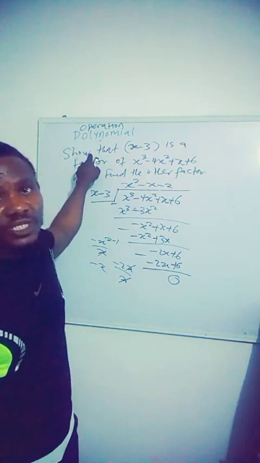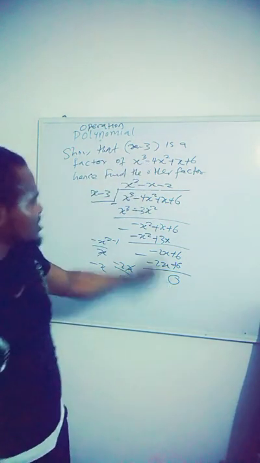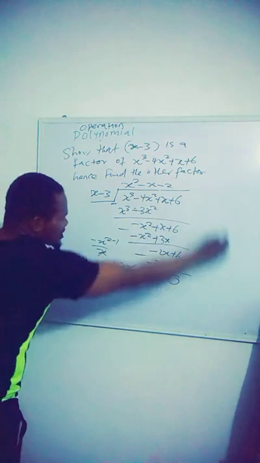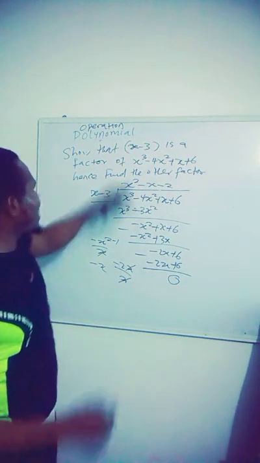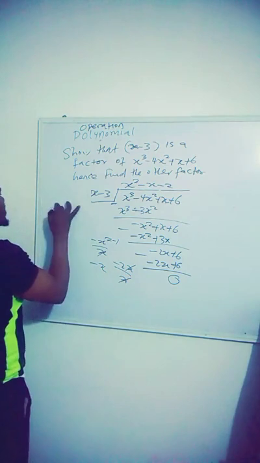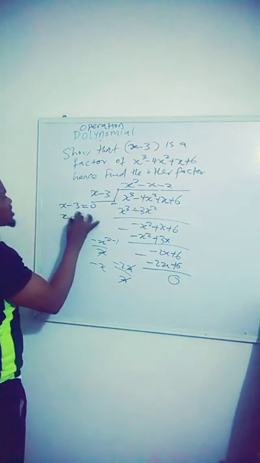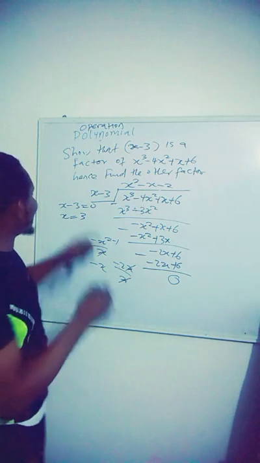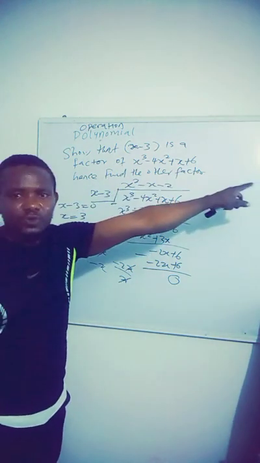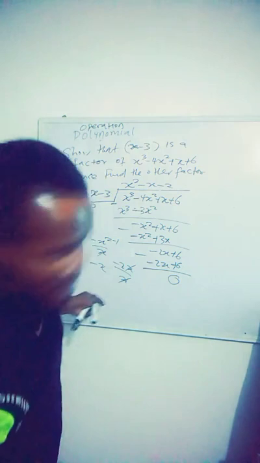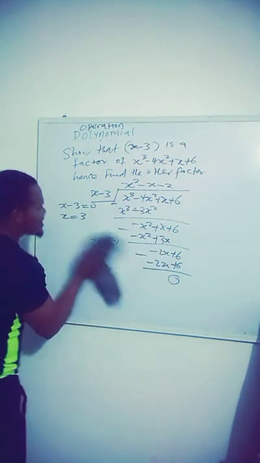That is what the question says: show that this is a factor of this. And this is the showing. Everything we've done here is the showing. Are you getting it now? You can also say that from here, x minus 3 equals 0, so x equals 3. You insert x equals 3 here. The result should give you 0. If the result gives 0, it means that we have shown that it is a factor.